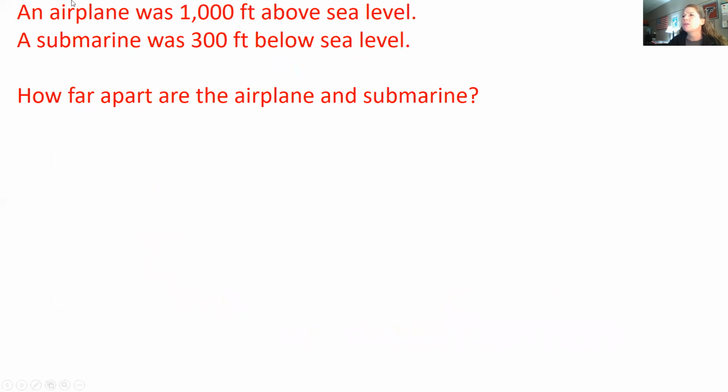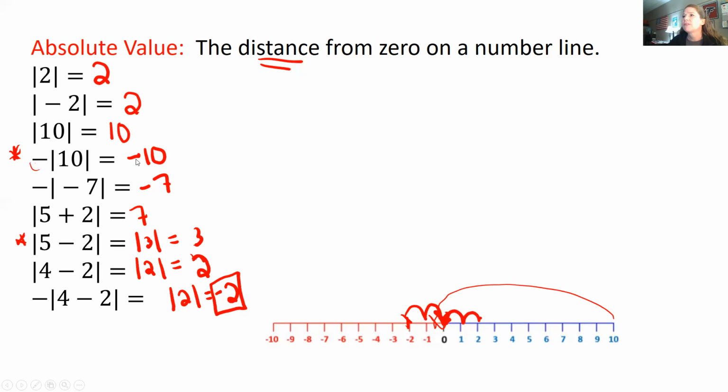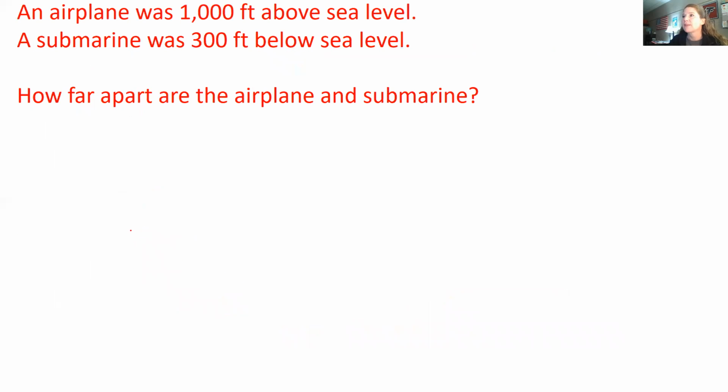All right, I think it says an airplane was 1,000 feet above sea level. So I'm such a great artist, you guys. You're going to be so impressed with me. All right, here's the sea. An airplane is 1,000 feet. Look at my airplane. Let's put some windows on there. I should be an art teacher, right? So 1,000 feet up here in the sky.